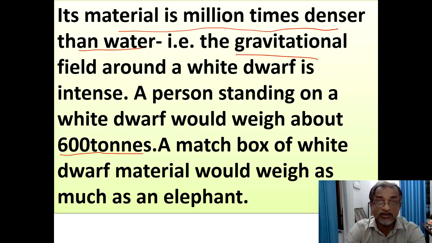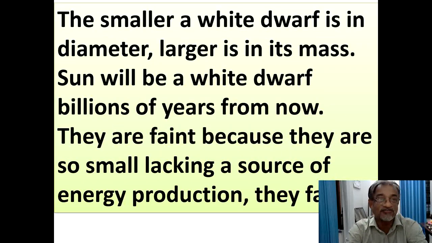Its material is a million times denser than water. Highly denser. The gravitational field around a white dwarf is intense. A person standing on a white dwarf would weigh about 600 tons. On Earth, it is about 60 kilograms. But if you imagine a man standing on a white dwarf, he will weigh about 600 tons. Similarly, if you consider a matchbox of white dwarf material, it will weigh as much as an elephant on a white dwarf.